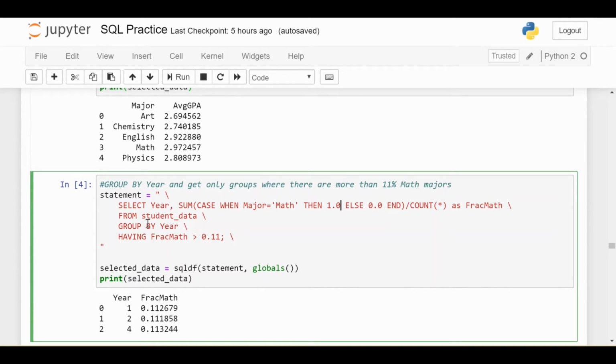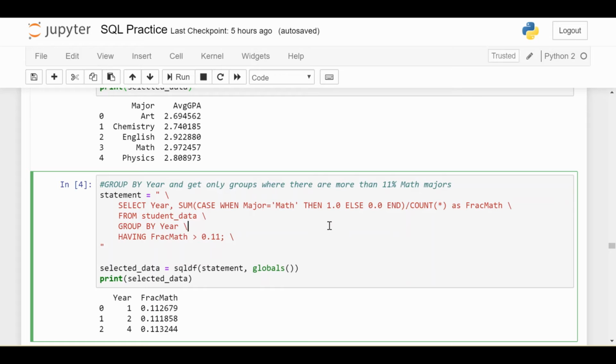So basically what this does is it gives me all of the student data, and anytime the major of a student is equal to math, it basically just gives me back 1. If the major of a student is not equal to math, it gives me back 0. So if I stopped at just the sum, if I didn't have this count star at the end, this would give me just the number of math majors who are in each year. But since I want the proportion, I just divide that number by the total count of that group.